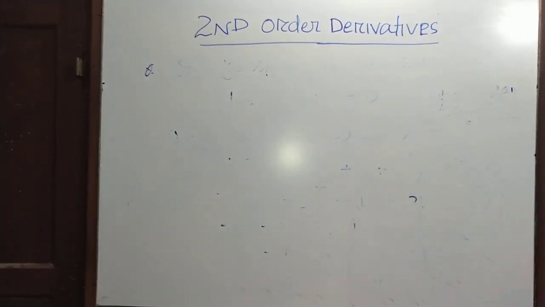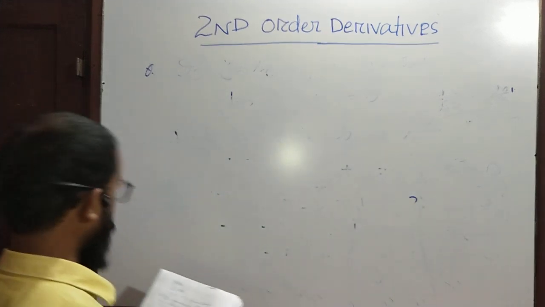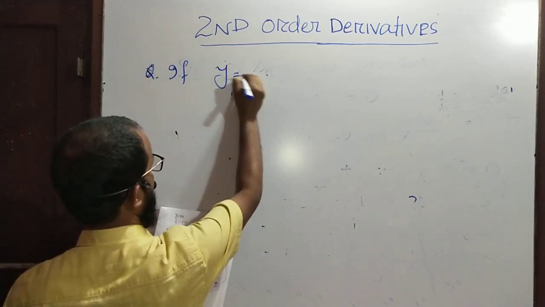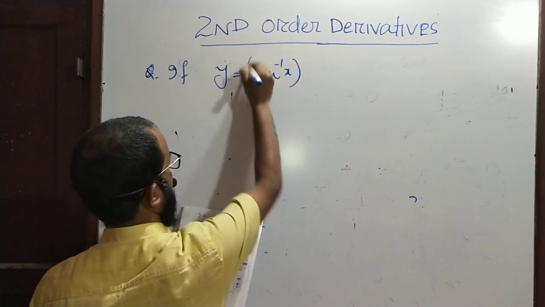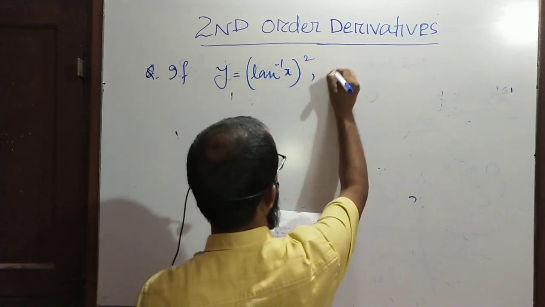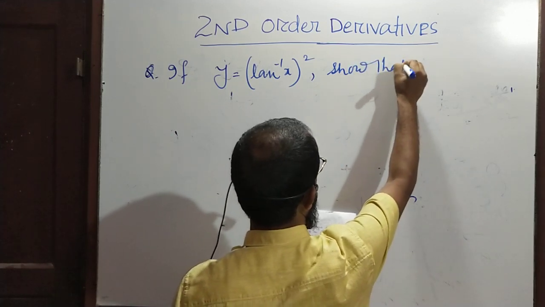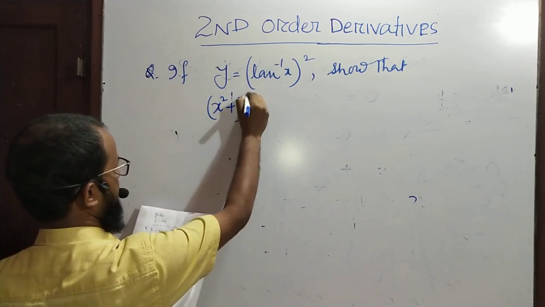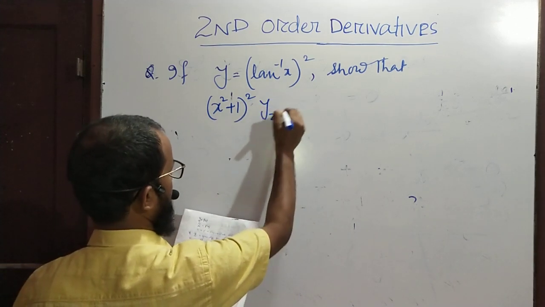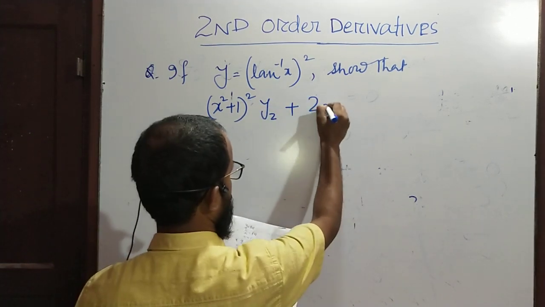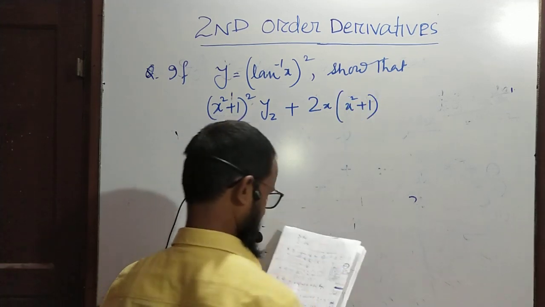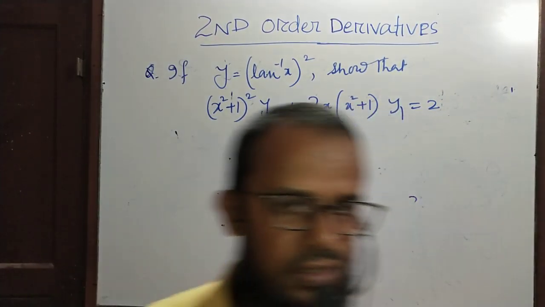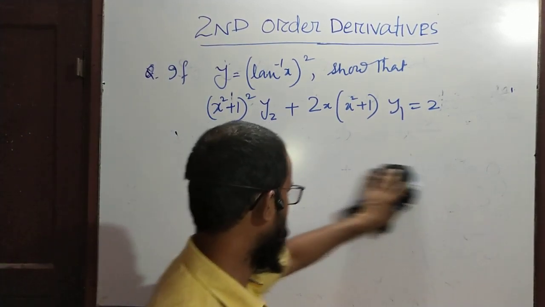The question is: if y equal to tan inverse x whole square, show that x square plus 1 whole square into y2 plus 2x into x square plus 1 into y1 equal to 2. You are going to prove this. Okay? Let us start with the given relation.